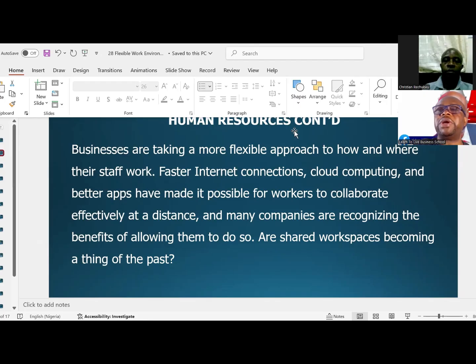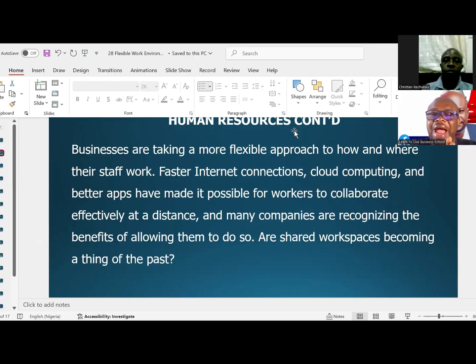I'm trying to make sure that we all see what we are sharing. Good. So flexible working environment: businesses are taking a more flexible approach to how and where their staff work. Now, I'm giving a breakdown. Faster internet connection, cloud computing, and better apps have made it possible for workers to collaborate effectively at a distance. And at the same time, many companies are recognizing the benefits of allowing them to do so.